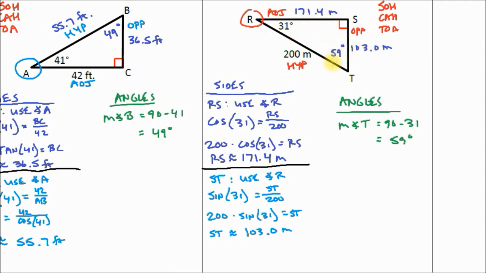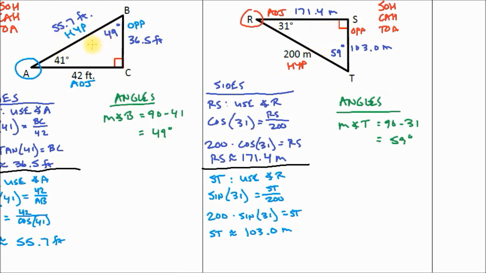The biggest acute angle here is 59 degrees. The smaller one is 31. Look at the sides that are opposite that. 31 connects to 103. 59 is opposite of 171. This adjacent side has to be bigger than opposite because the angle that is across from that side is bigger than the angle that is across from the opposite side. So this is a couple ways that you can look and just make sure your answer makes sense.